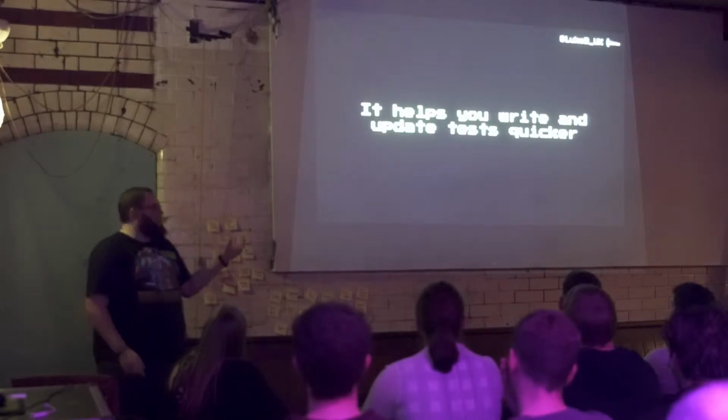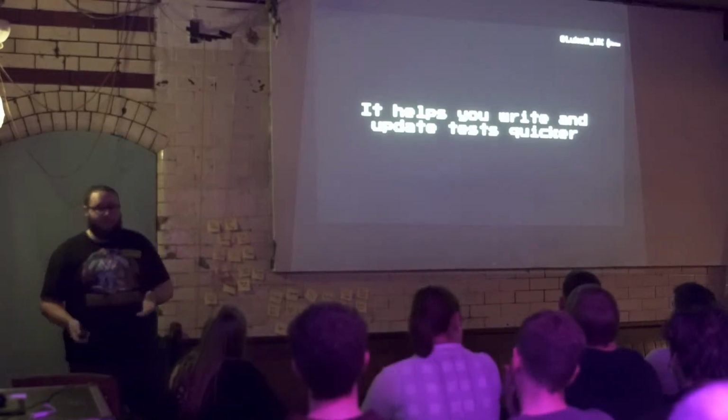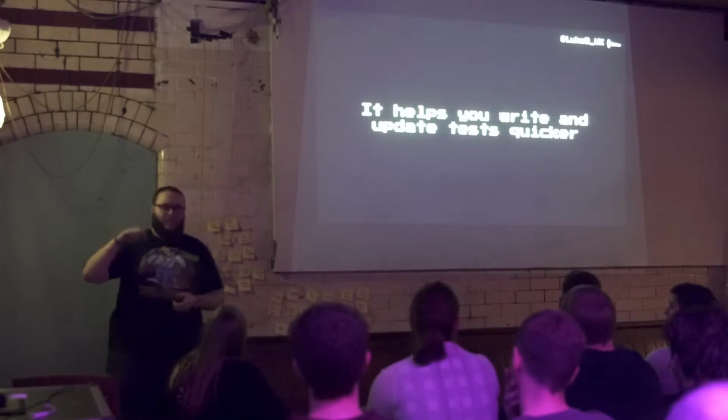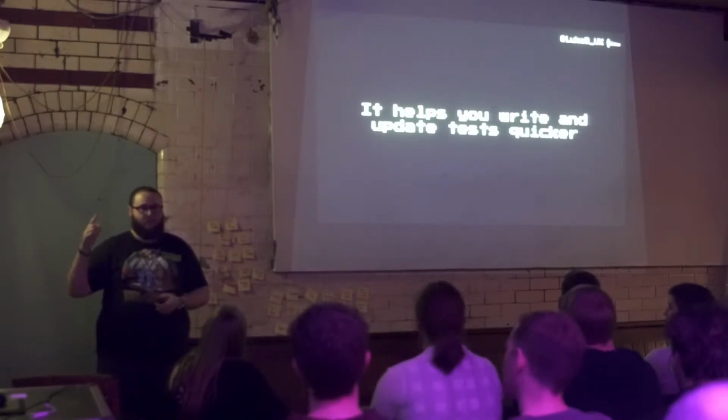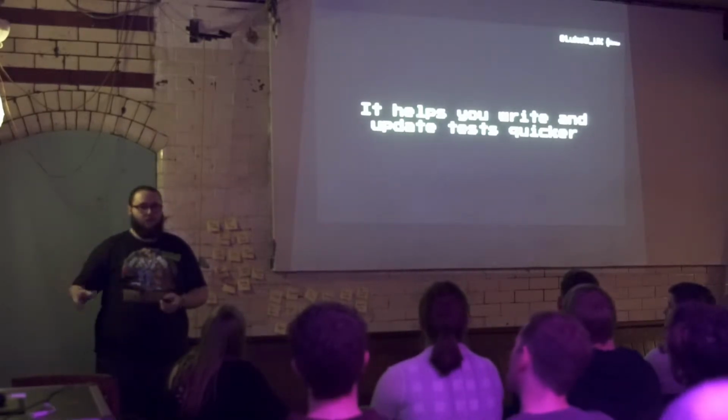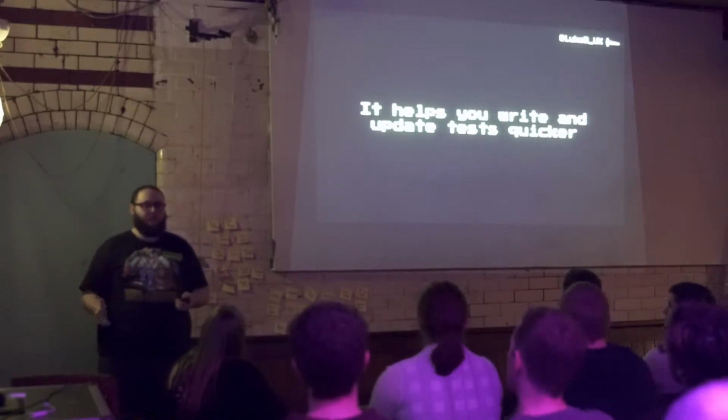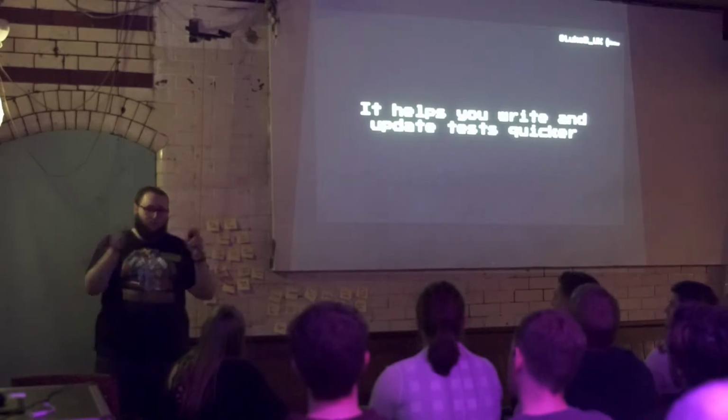When you update with Jest, you can just pass it a command and it'll update your snapshots. Then you check them, and if they're all good, you commit them, and that's the update done. You don't have to go through asking, what's the output of this one? Copy paste. What's the output of this one? Copy paste.